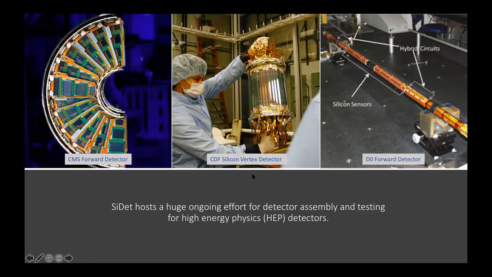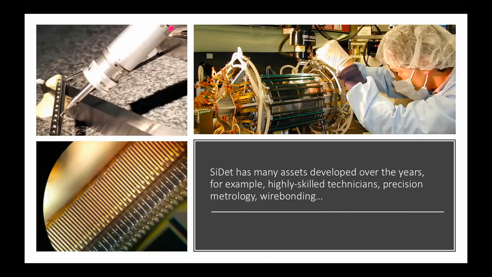And these are the older detectors for the Collider Detector Facility. Here's the vertex detector, which was packaged and tested at CIDET, and for D0, the forward detector, and more. These are just a few examples of the detectors we work on for these high energy physics detectors. From all of this work, CIDET has many assets that were developed over the years. For example, very highly skilled technicians, precision metrology, shown here, and wire bonding. Lots and lots of wire bonding goes on at CIDET. So you really need skilled technicians to operate the wire bonders and state-of-the-art machines to do the wire bonding.